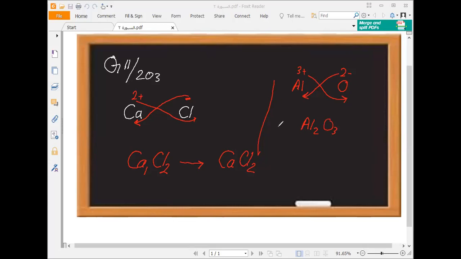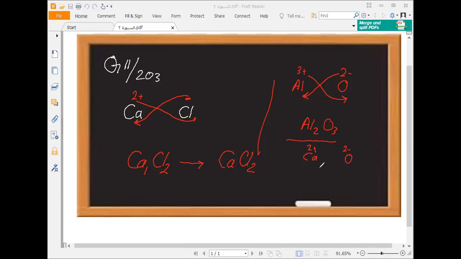Okay. For calcium and oxygen, calcium is +2 and oxygen is -2. So it's going to be calcium 2 and oxygen 2.